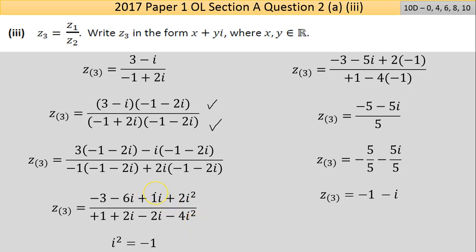So now we come along and I can do two things here. I can add like terms. So the -6i plus i will be -5i, and then the 2i minus 2i will cancel and give you 0. You'll always find in division of complex numbers that on the bottom part, the denominator, the i's cancel.